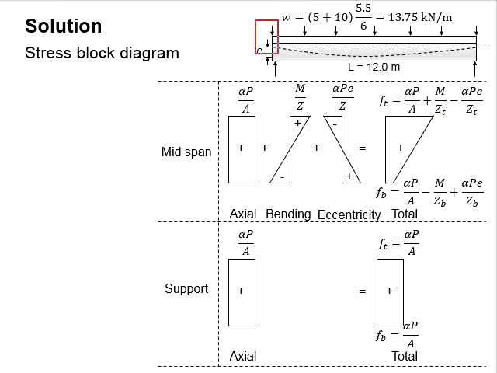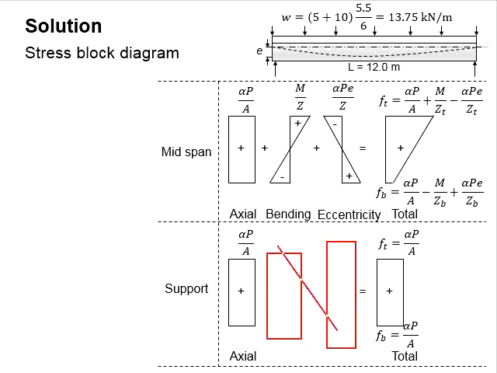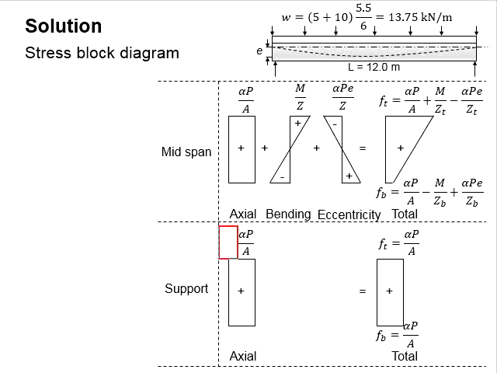Next, at the support here, there is no eccentricity and the moment is equal to 0. In this case, the contributions of bending and eccentricity are ignored. With that, the stresses at the support are purely governed by the axial stress. With that, two equations of stresses are obtained at the support. The top and bottom stress will be the same.